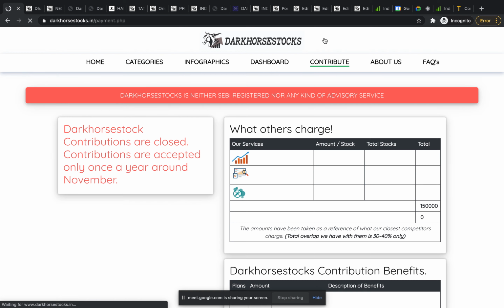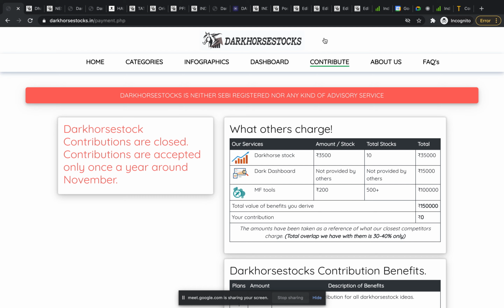We don't charge anything for our services. You can check our website to see what others are charging. We also provide a basic comparison of what others are charging and what you are able to get from this Darkhorsestocks website. Mutual fund tools is basically an analytical software we are developing, so it tracks the mutual fund activities, what shares they are selling, what companies they are buying, and this is under development.